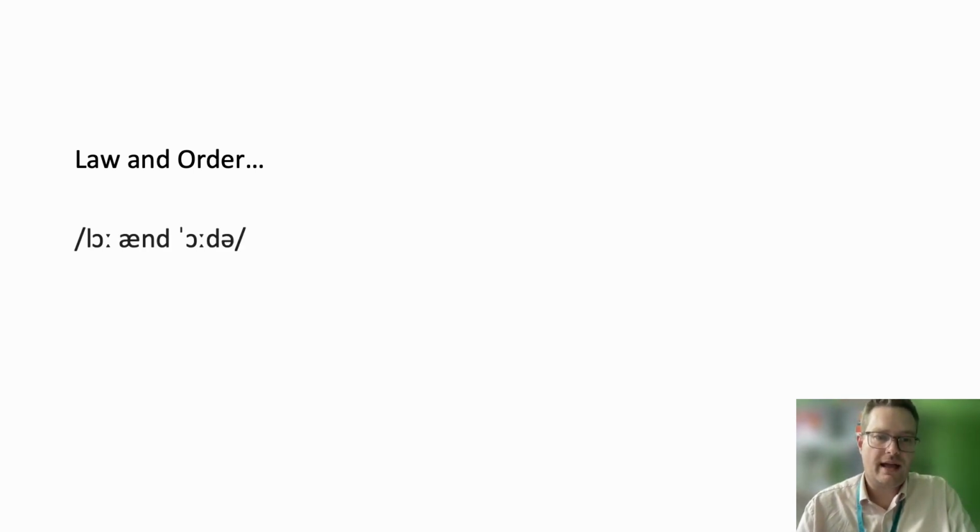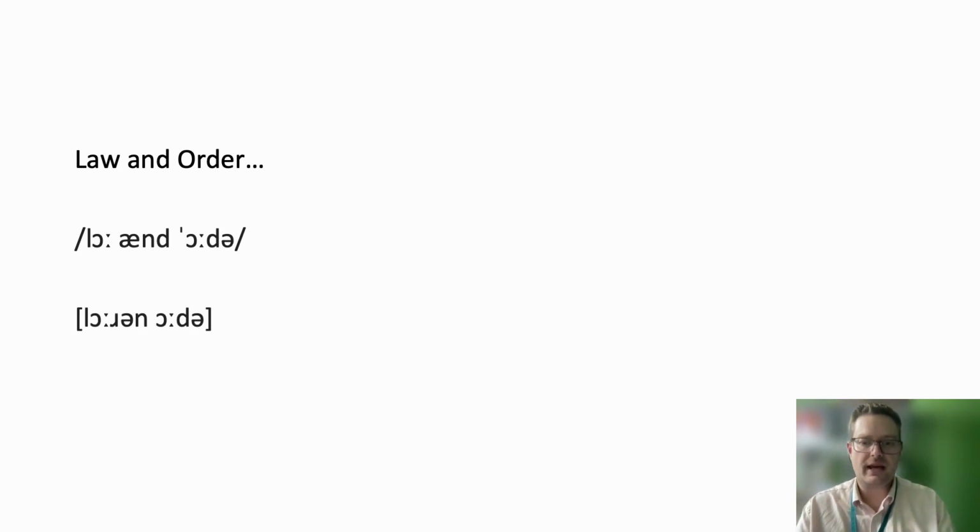Another one, maybe a word like this, law and order. Law and order, if you say it carefully, an American would say law and order, but they would not put an R in the middle there. Law and order, an Aussie might say law and order. So again, I've got a couple of processes happening there. I have reduced the and to just and I have put an R to link law to order. Law and order.